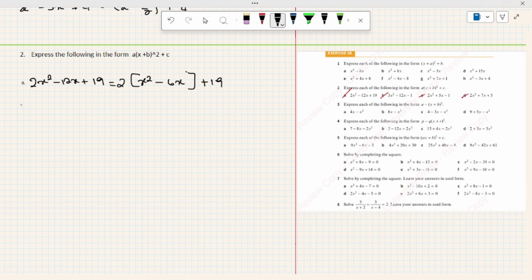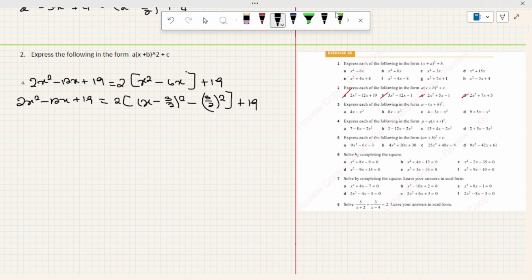So 2x squared minus 12x plus 19 equals, now that we took the 2 outside, 2 times the bracket. Then we complete the square of the bracket: x minus 3 over 2, all squared, minus 3 over 2 squared, and then apply the bracket, plus 19.